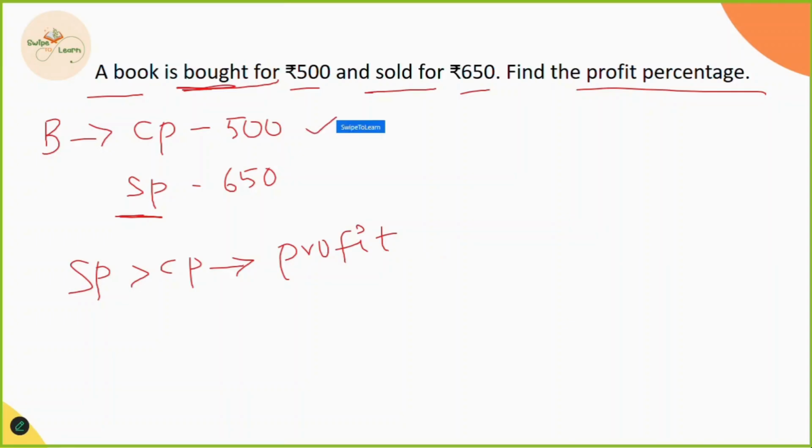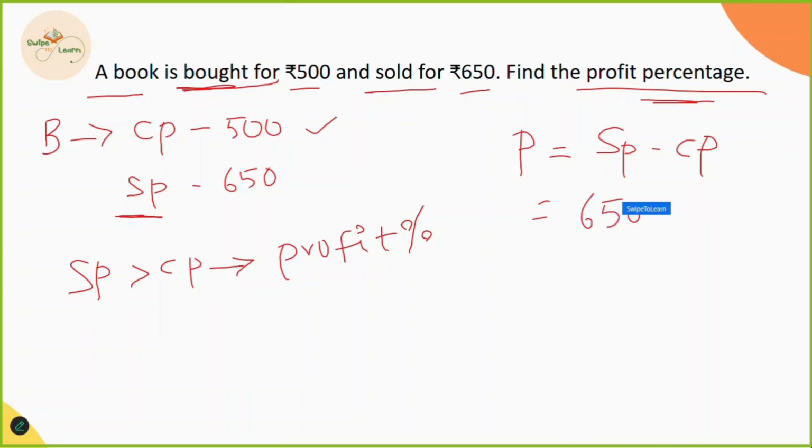So we bought the book at 500 rupees and we are selling it at 650 rupees. That means we have a profit, and they're asking to find the profit percentage. Okay, percentage means into 100. How will we calculate profit? Profit is SP minus CP, selling price minus cost price, which is 650 minus 500. What will be the answer? 150 rupees is our profit.